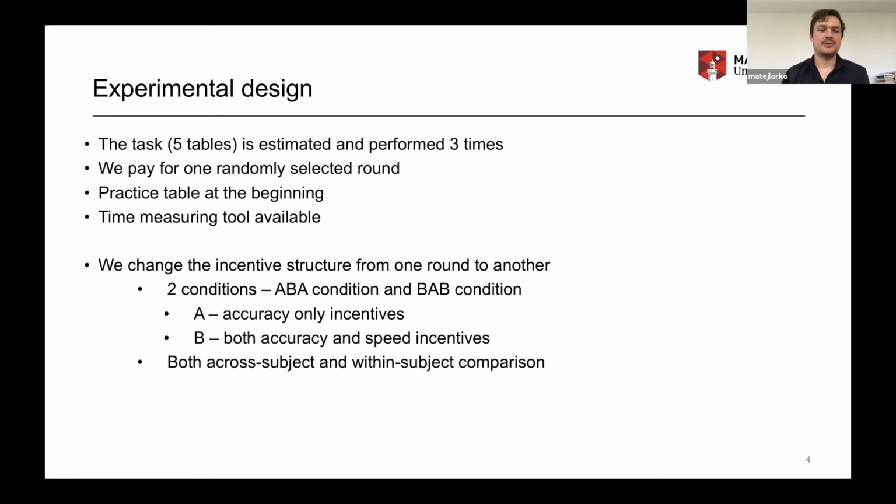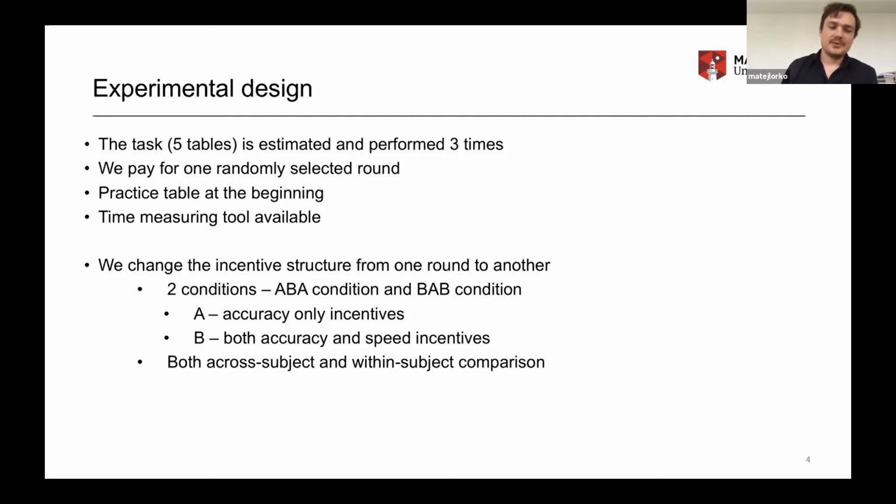We have our subjects complete one practice table at the beginning that is not payoff relevant, right? Just to give them some experience. And importantly, we give them something that we call a time measuring tool. The time measuring tool is not really a clock, it's a little box on their screen that shows how much time has already elapsed from the start of their task. Importantly, this is not updated automatically. This is only updated once the subject clicks the little update button, right? So if they want to control themselves, if they want to behave strategically, we know about it. We know whether and when they check the elapsed time and whether they adjust their progress in order to deliver at the time they estimate.